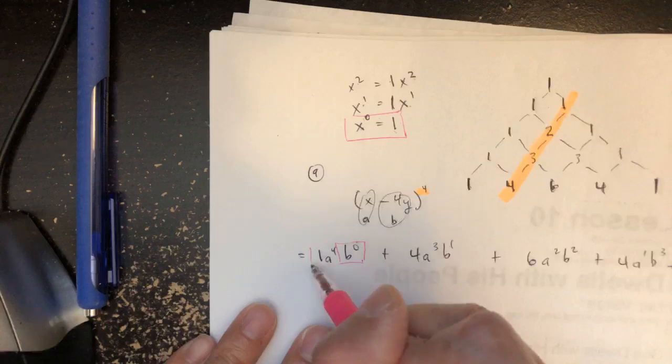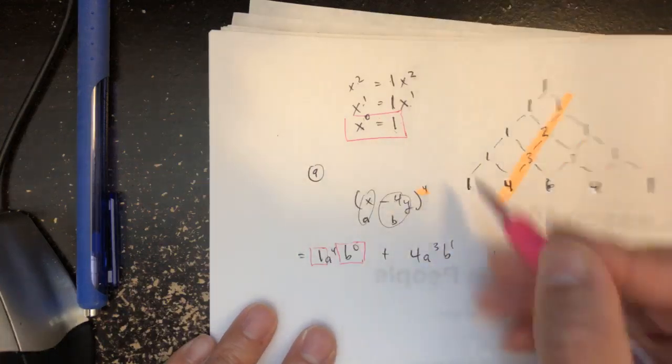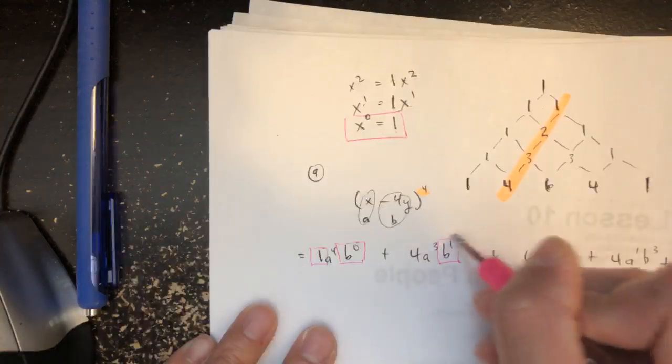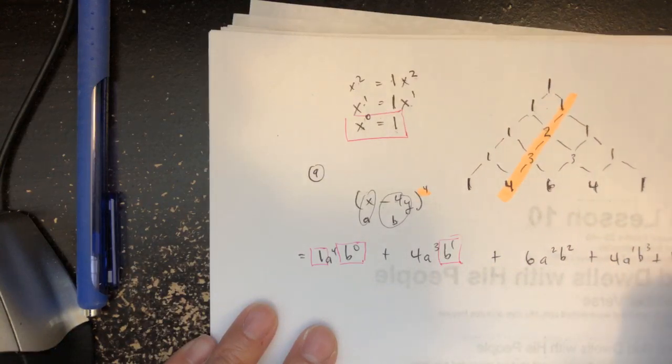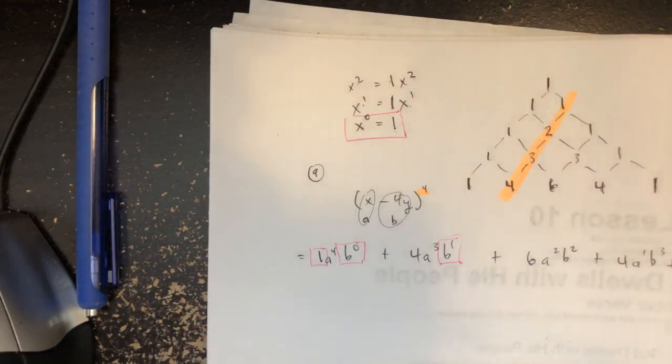Which means I don't need to write that. That's just 1. I don't need to write this one. That one I can just write b. And that one's just going to be 1. Don't have to write that. Don't have to write it. So let's write it again.